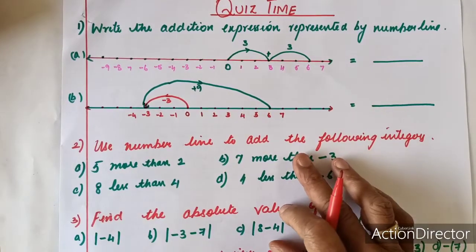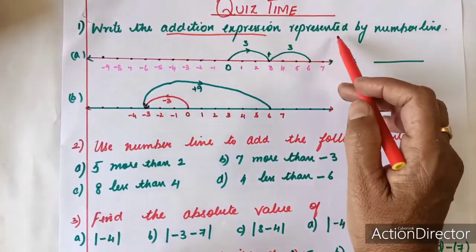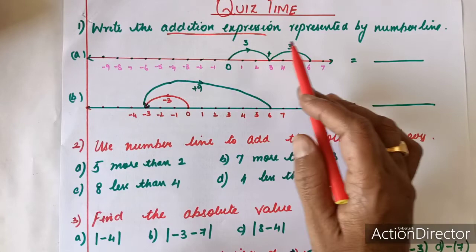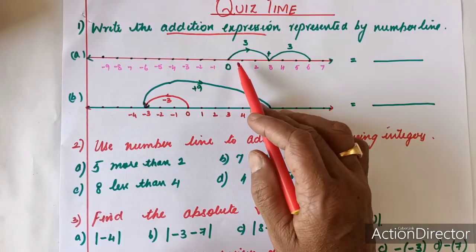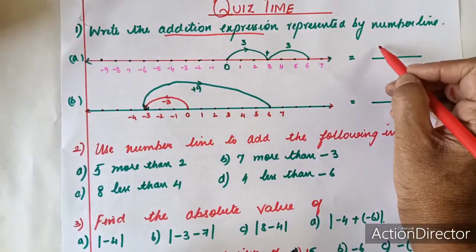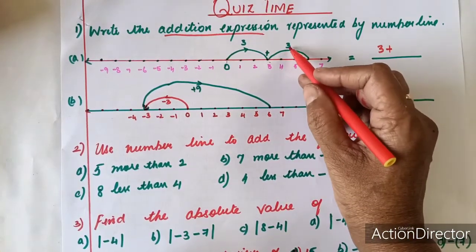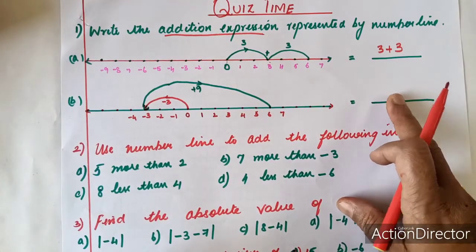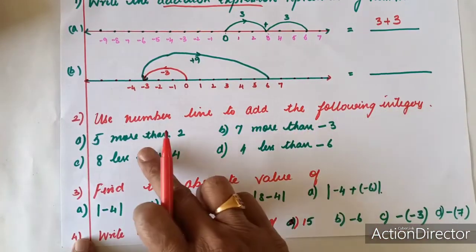Now it's quiz time for you. Write the addition expression represented by a number line. Here the number line is given. Using this number line you have to write the answer in the form of an expression. The first one I'll do for you. 0 to 3, so my first number is 3. Next it is plus. From 3 to 6, again it is 3 units. So I'll be writing 3 plus 3. This is for you.